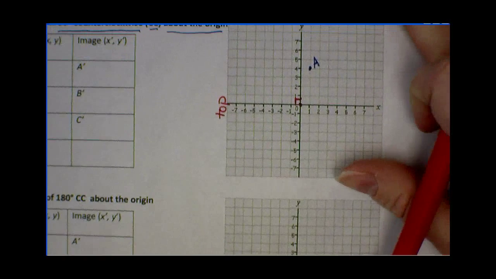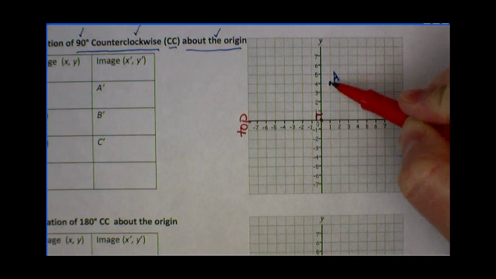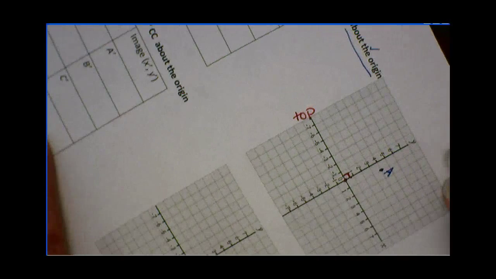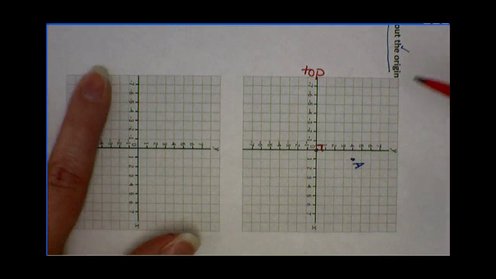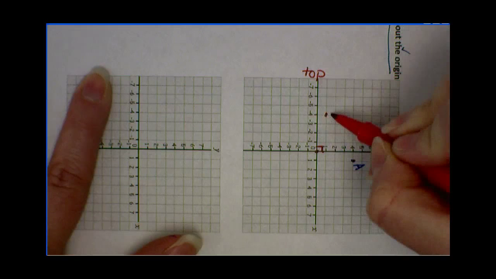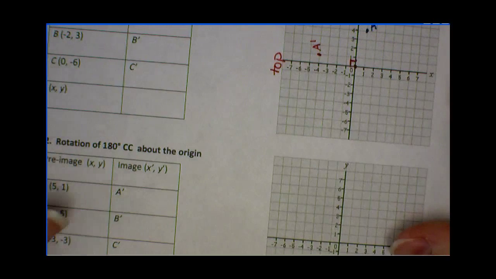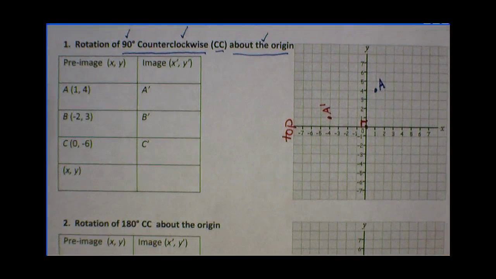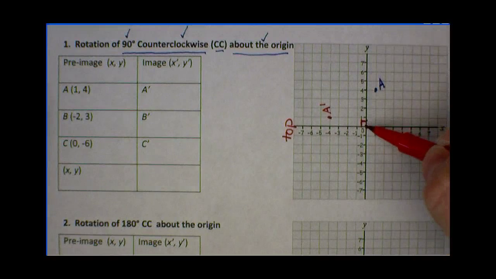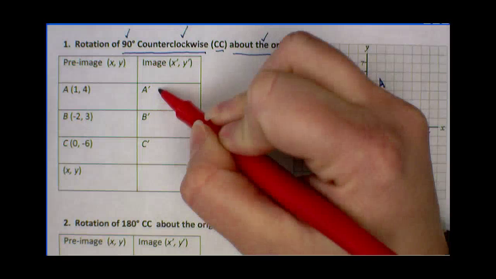Okay, so now we need to look at direction. So to get to point A, I had to go to the right 1 and up 4. So if this is now the top of my paper, I need to go to the right 1 and up 4. And that point right there is going to be our A prime. Okay. Now, looking back at my original coordinate plane, that's going to help us figure out what our ordered pair really is, what coordinates we're at. So we're at (-4, 1).